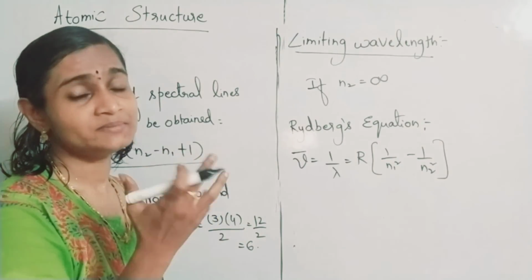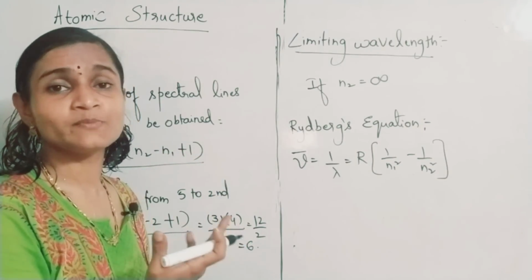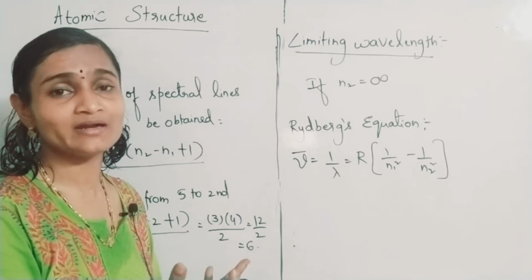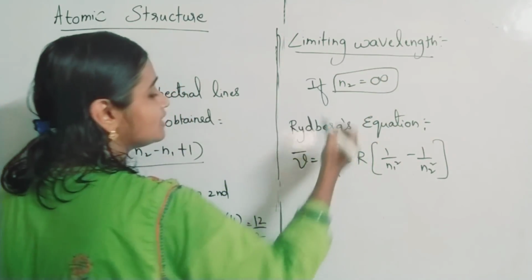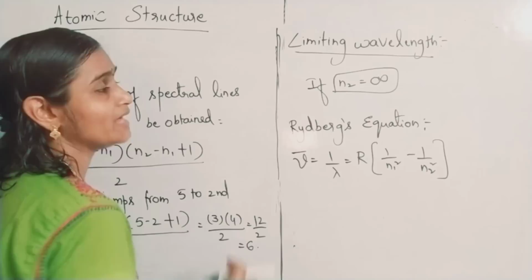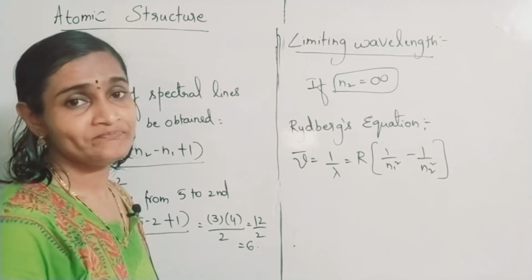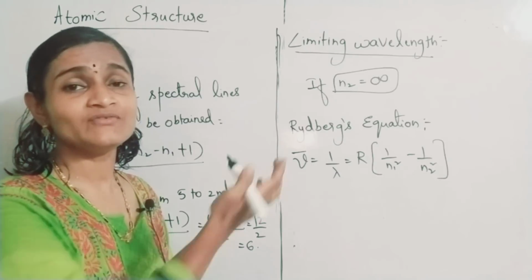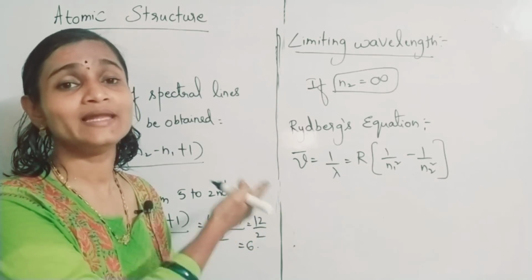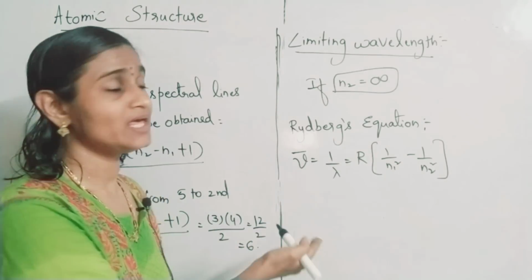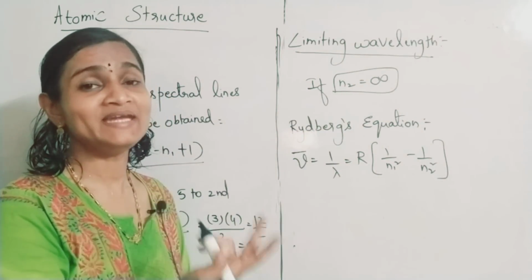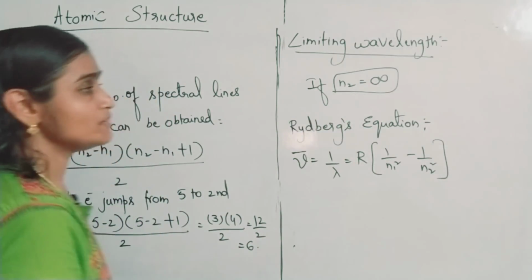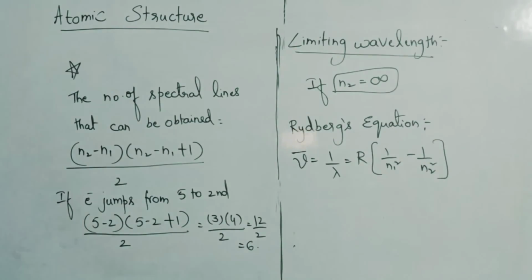So accordingly, the wavelength of those spectral lines you can find with the help of what? Rydberg's equation. If in this equation you keep the n2 value to be infinity, then the wavelength so obtained, you call it what? Limiting wavelength. If the n2 value is equal to infinity, you call it the limiting wavelength. So remember that point also, very important.